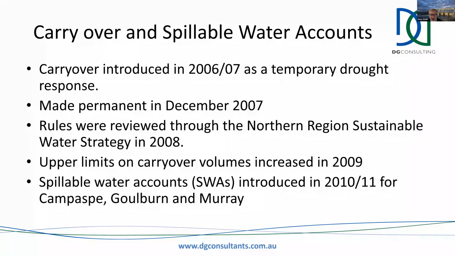There was some tweaking of those, some upper limits on the carryover started reasonably conservatively. The upper limits on carryover volumes were increased in 2009. And then we had spillable water accounts introduced in 2010-11 for the Campaspe, Goulburn and Murray. And there was a further review in 2012 that refined the rules and tweaked them a bit, although they were substantially the same. So let's look at what those rules are now for Victorian carryover and spillable water accounts on the Campaspe, Goulburn and Murray.